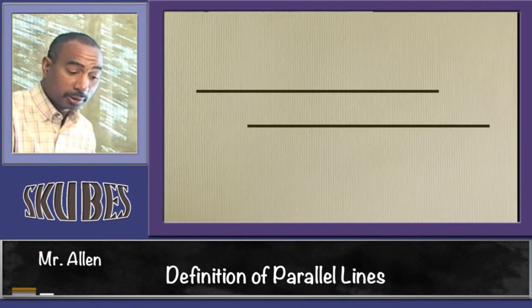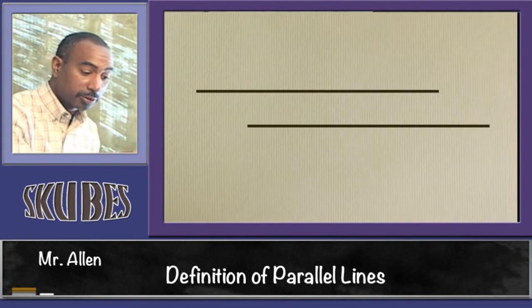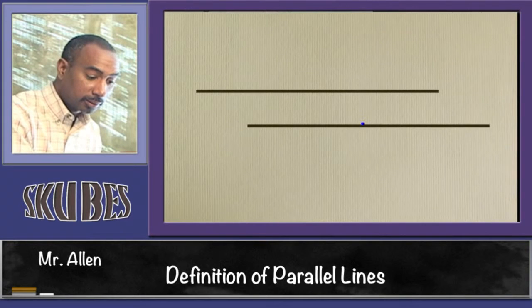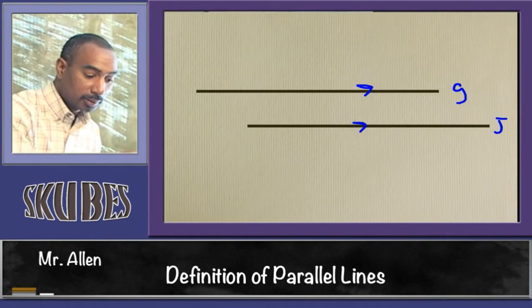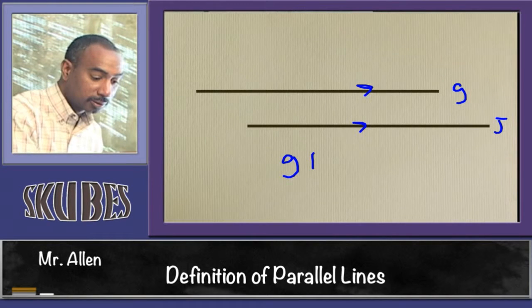Segments can also be parallel. They don't have to be even with each other, but as long as they're in the same plane and going in the same direction. So let's call this segment G and segment J. We say G is parallel to J.